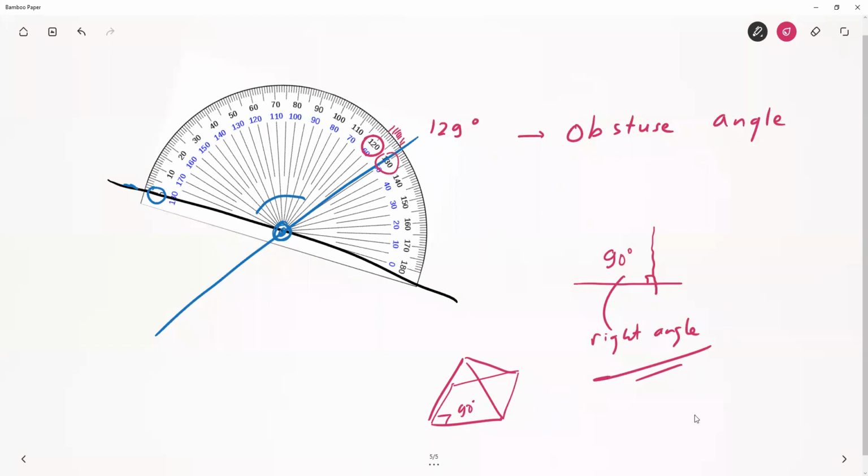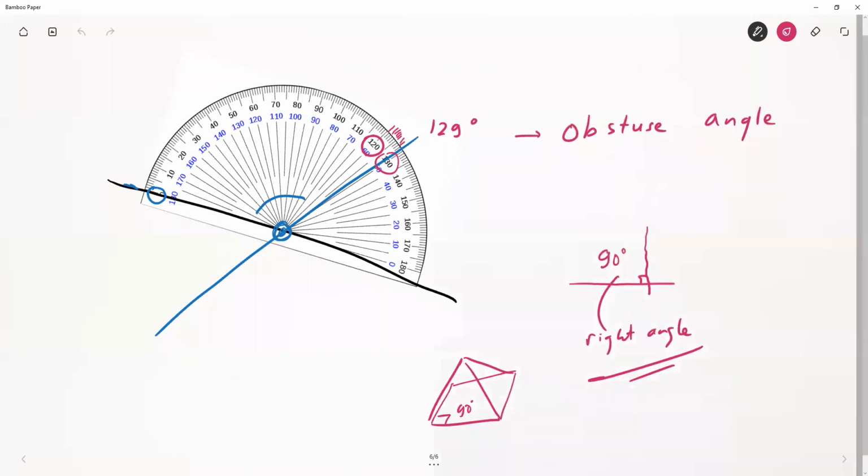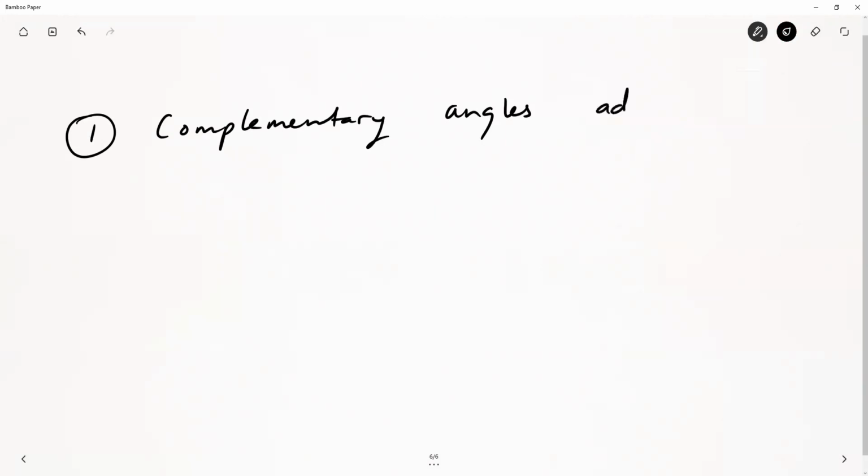Now I'm going to introduce some of the basic properties. The first one is called complementary angles. So what are they actually? Okay, complementary angles are angles that add up to 90 degrees.